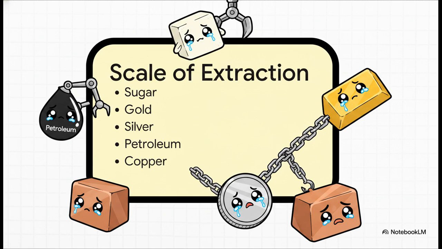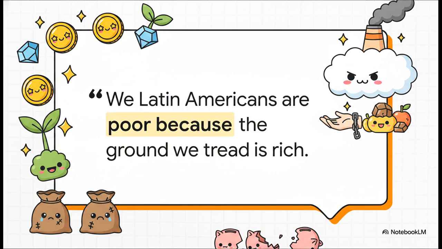The history of these regions is completely tied to the resources beneath their soil, resources systematically drained to enrich outside empires. And this leads to a really tragic paradox. Galeano points out that places privileged by nature have, quite literally, been cursed by history. The poverty of Latin America, he argues, isn't some natural state or a failure of the people. It's the direct mathematical consequence of the wealth of other nations. They are poor exactly because the ground they tread is rich.